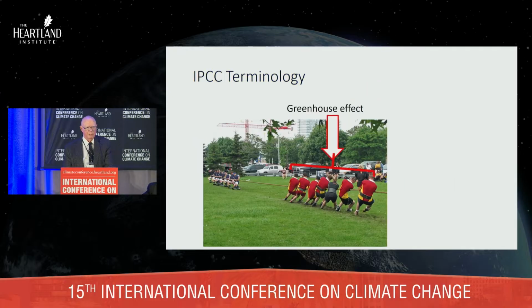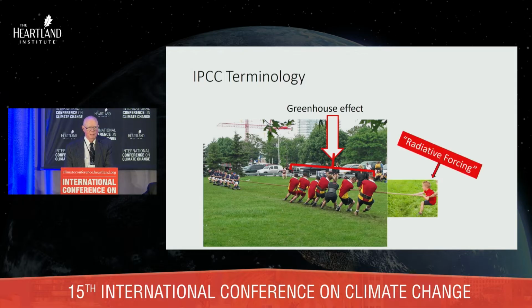That sounds pretty ominous, but here's the picture. There's the greenhouse effect, and there's radiative forcing. The greenhouse effect from the IPCC is 159 watts per square meter at the present time. The radiative forcing due to doubling CO2 would be 3.7 watts per square meter. That's a little over 2% increase.